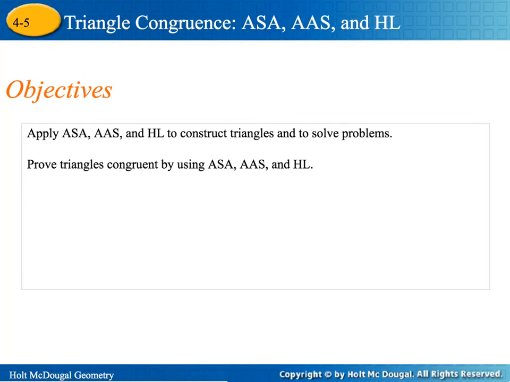Alright, so this lesson is pretty much just like the last one, except we're going to use three new different ones. Instead of the SSS and SAS, we're going to use ASA, AAS, and HL. So same thing as before. We're going to apply ASA, AAS, and HL to construct triangles, improve, and solve problems. Prove triangles are congruent by using those three.